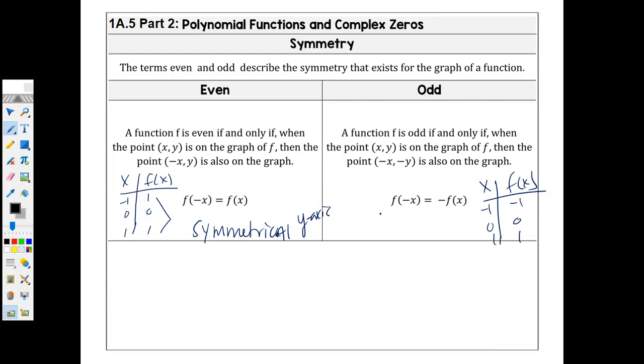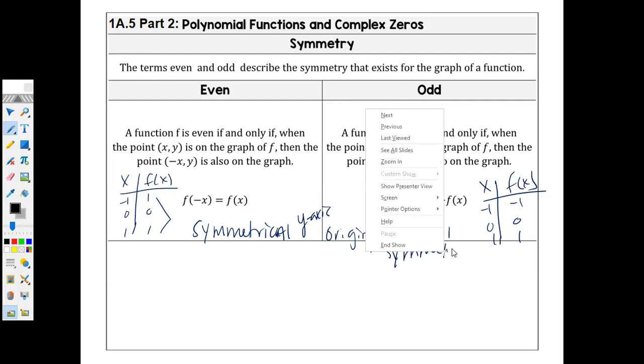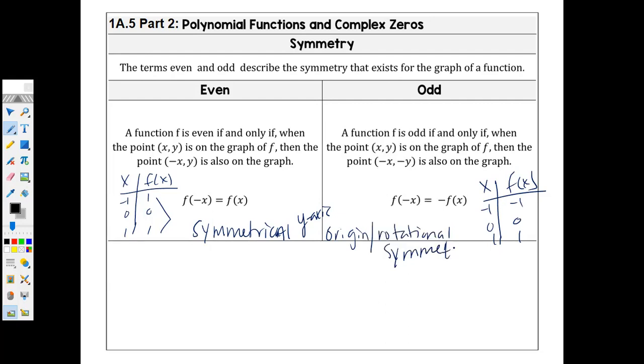This has what we call origin or rotational symmetry. Sounds familiar? Oh, yeah. It has origin or rotational symmetry. What that means is it goes through the origin, and if I was to rotate my paper 180 degrees, my graph would be the same. Ringing some bells, a little ding ding happening.